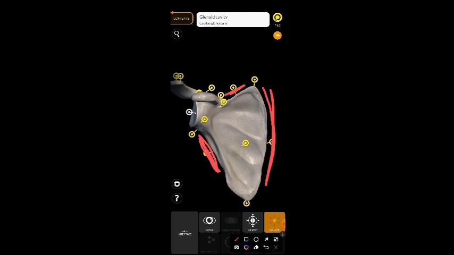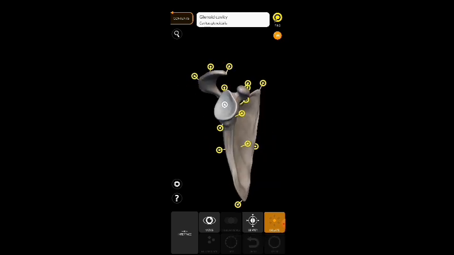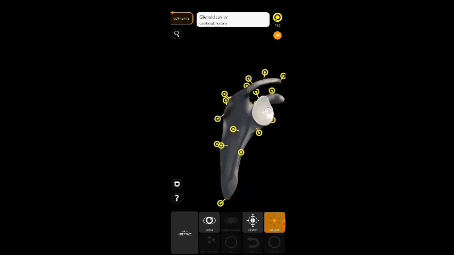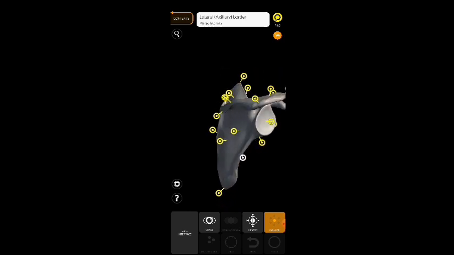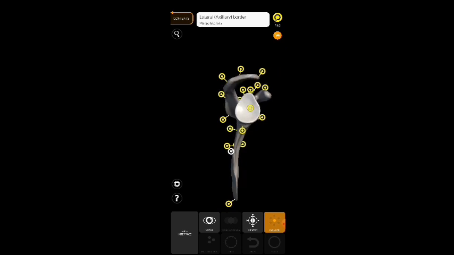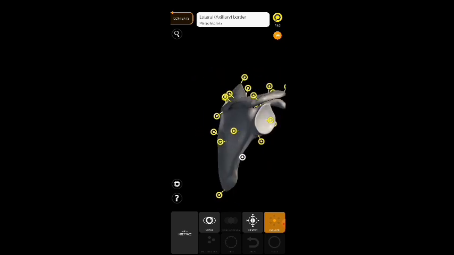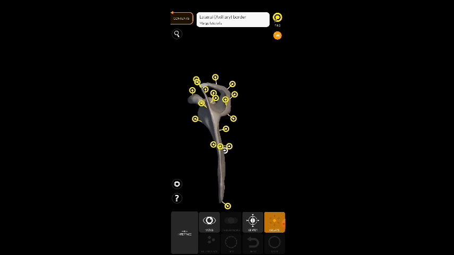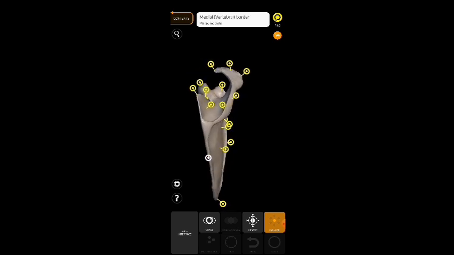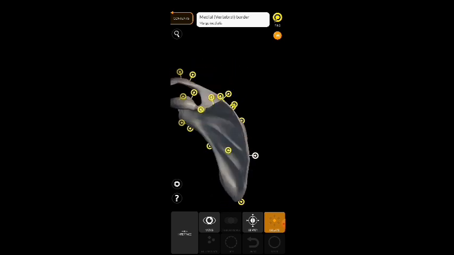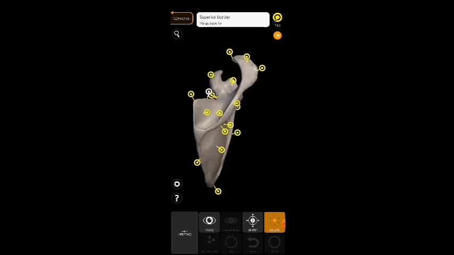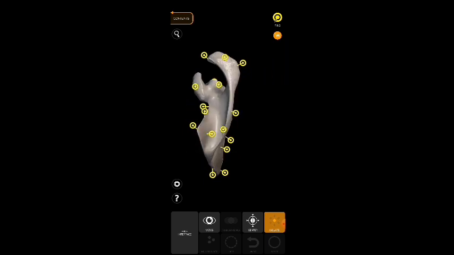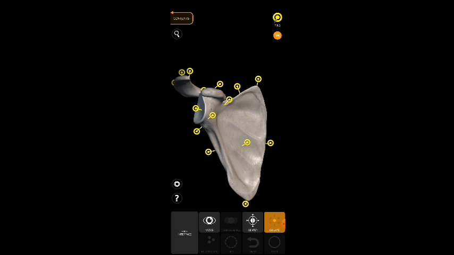It is thick, I will show you. You can see here, the lateral border is thick. It is also known as the axillary border. The axillary or lateral border is the thick border, and the medial border is thin. It is also known as the vertebral border. This is the superior border, which is the shortest border.